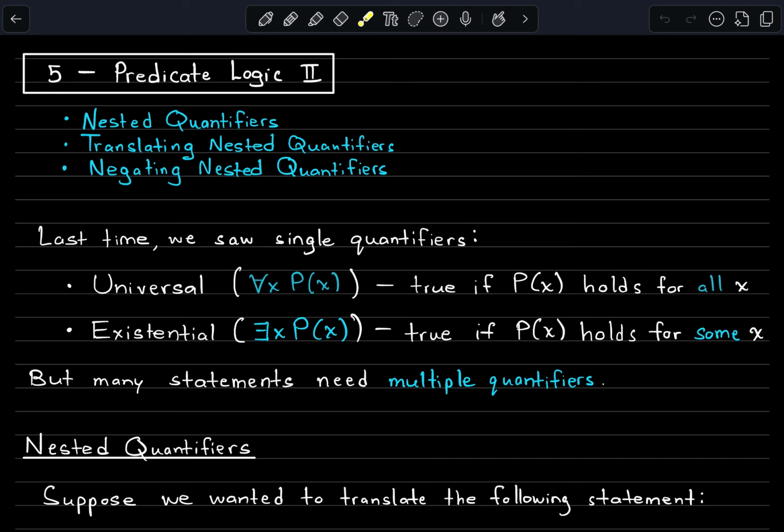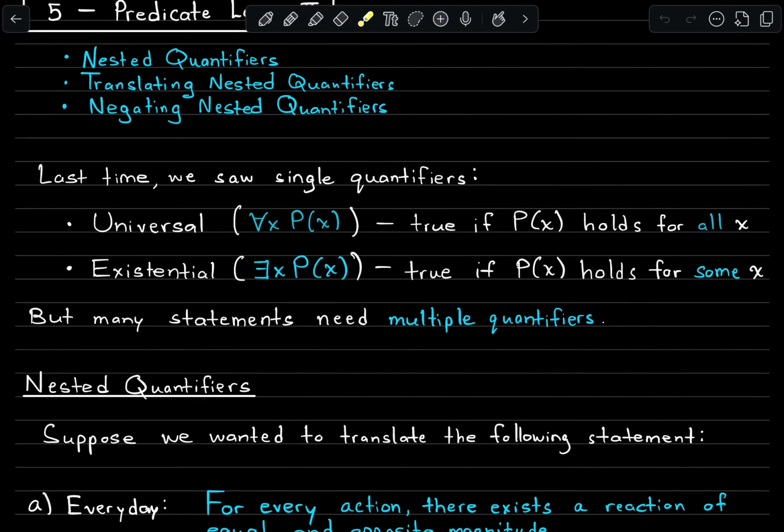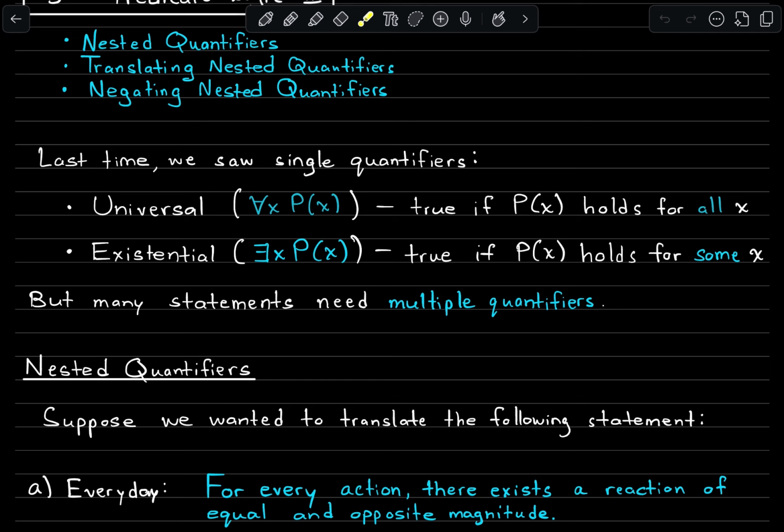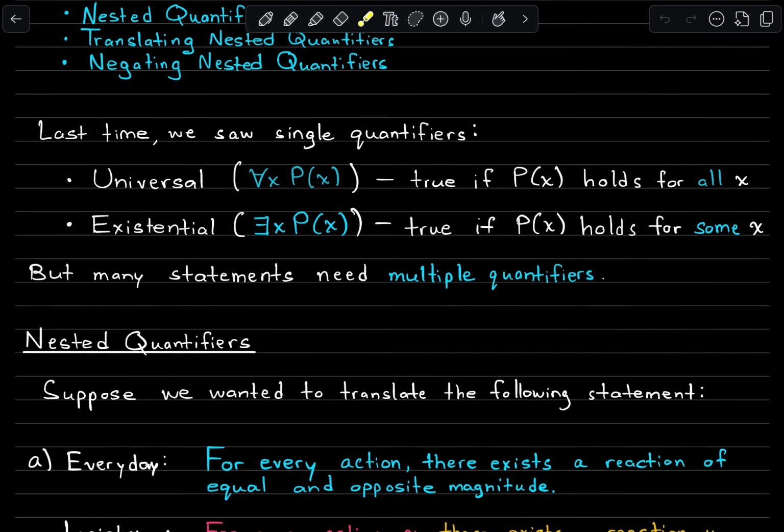Okay. But this is the simpler case in predicate logic. In fact, there's many statements out there that need multiple quantifiers at once. Okay, and this is where nested quantifiers come in. So suppose we wanted to translate the following statement. And this is given to us in our everyday language. Okay, so for every action, there exists a reaction of equal and opposite magnitude. Okay, so this is a statement that's heard a lot in physics.